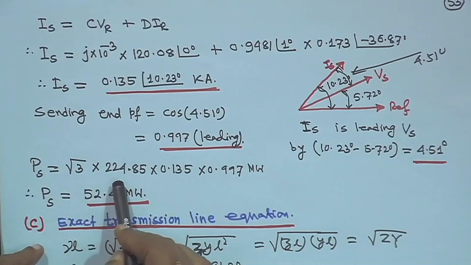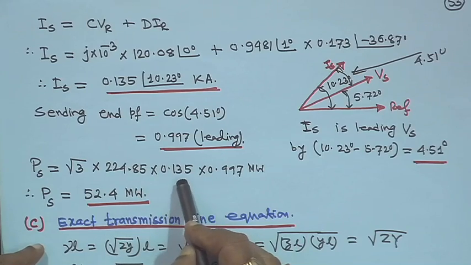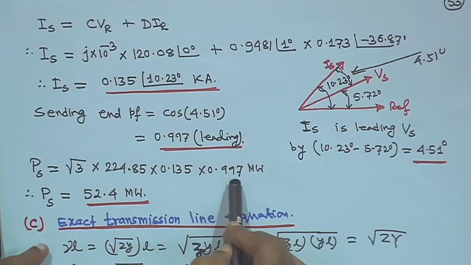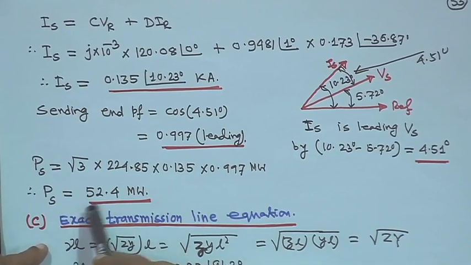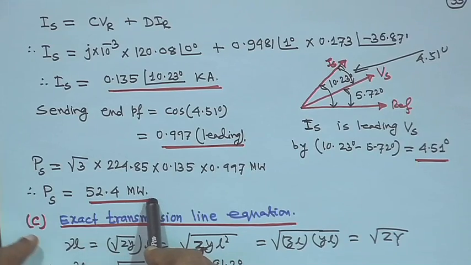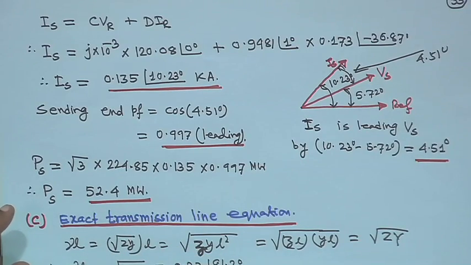So, Ps is equal to root 3 into 224.85, and this is the current in kilo ampere, into the power factor 0.997. So, Ps is equal to 52.4 megawatt, that is the sending end power.